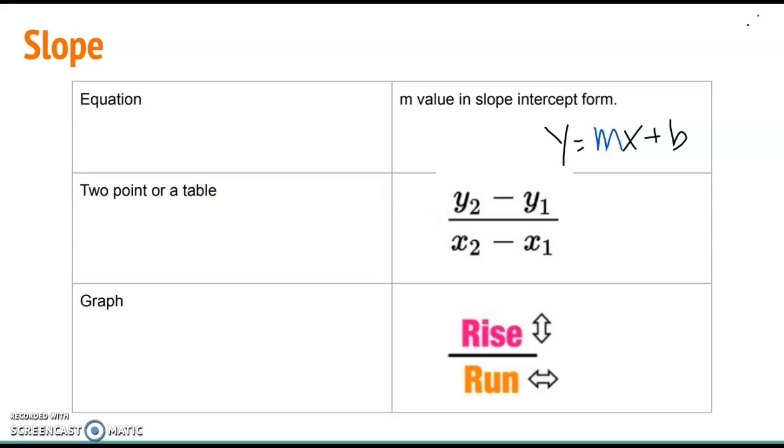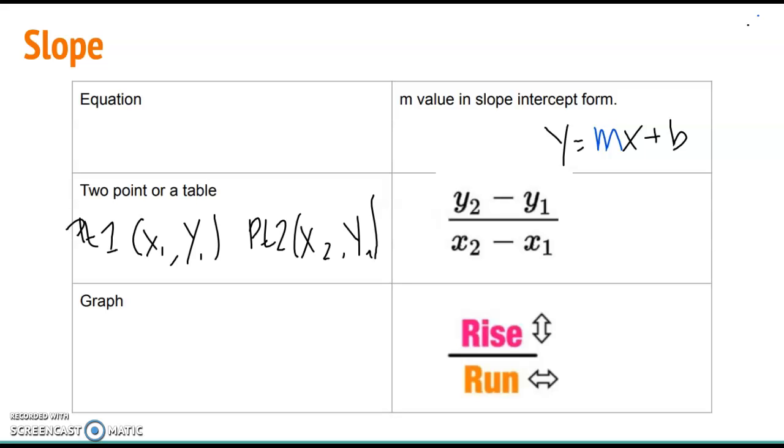And then we also learned if we are given 2 points or even a table, we could use this equation, y2 minus y1 over x2 minus x1. My first point is going to be x1 comma y1, and the second point is going to be x2 comma y2, and I'm just going to be substituting into that equation and seeing my output. And sometimes it's a fraction, you guys. As a reminder, I want my slope usually in a fraction.